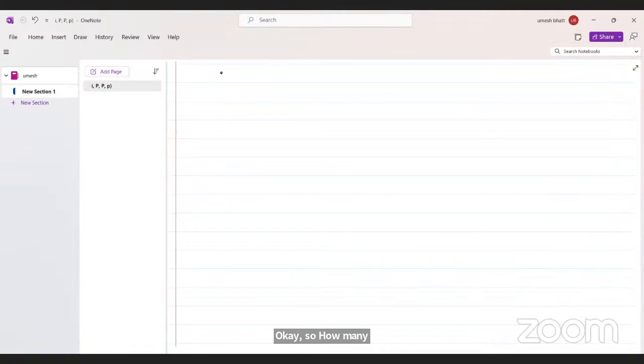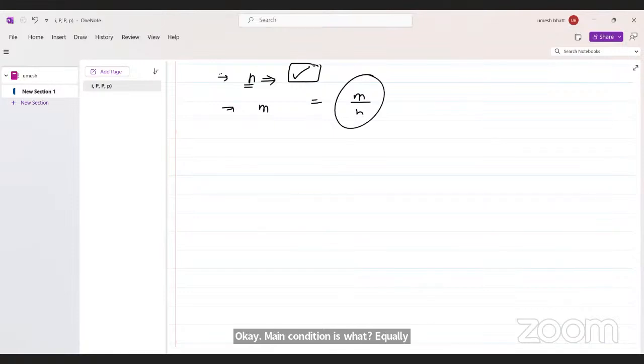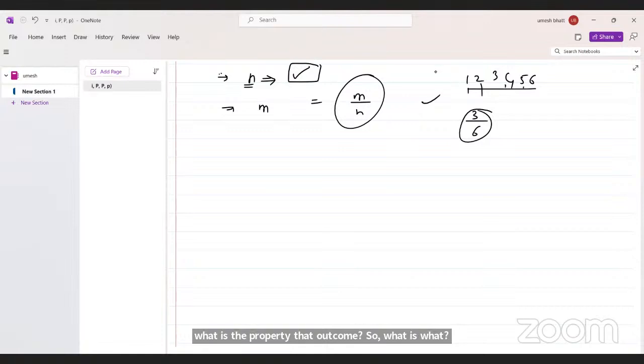Firstly, if every event is equally likely, I have n total possible outcomes, and each outcome is equally likely. And in my event, there are m outcomes. Then the probability that the event happens is m divided by n. The main condition is equally likely. Like you have 1, 2, 3, 4, 5, 6 on your die, and each outcome is equally likely. Then what is the probability that odd comes? Odd is 1, 3, and 5, so 3 divided by 6. This is the first formula.